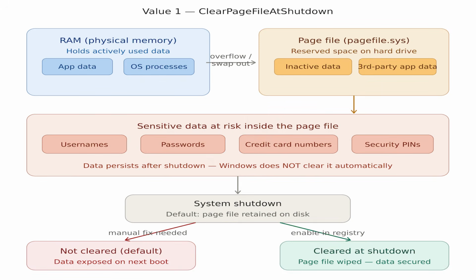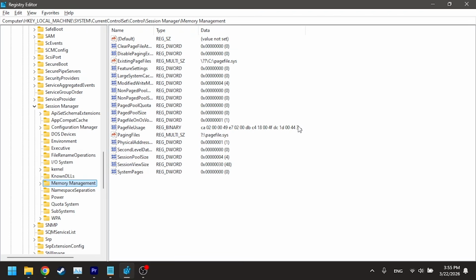Value 1, ClearPageFileAtShutdown. The page file is the reserved memory on the hard drive used as an extension of RAM. This memory contains data that was not recently used by RAM and was transferred to the hard disk. It may include information stored by third-party applications. Along with certain personal data, it may include data like usernames, passwords, credit card numbers, and other security PINs. The page file can be cleared on shutdown manually, as Windows does not do so. To clear the page file at shutdown, double-click this value to modify.